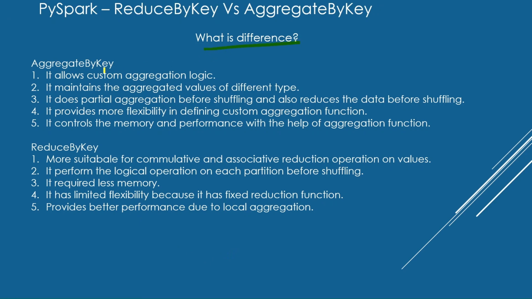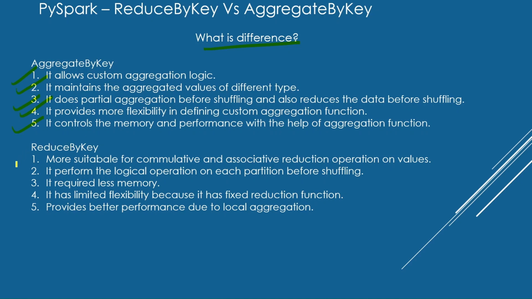So what is the difference? Let's talk about aggregate by key. It allows custom aggregation logic. It maintains the aggregated values of different types. It does partial aggregation, and also reduces the data before shuffling. It provides more flexibility in defining a custom aggregation function. It controls memory and performance with the help of an aggregation function.